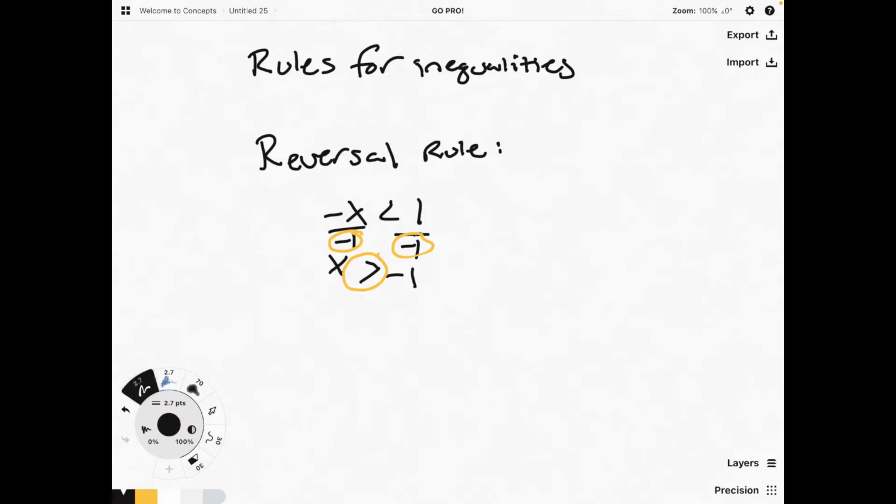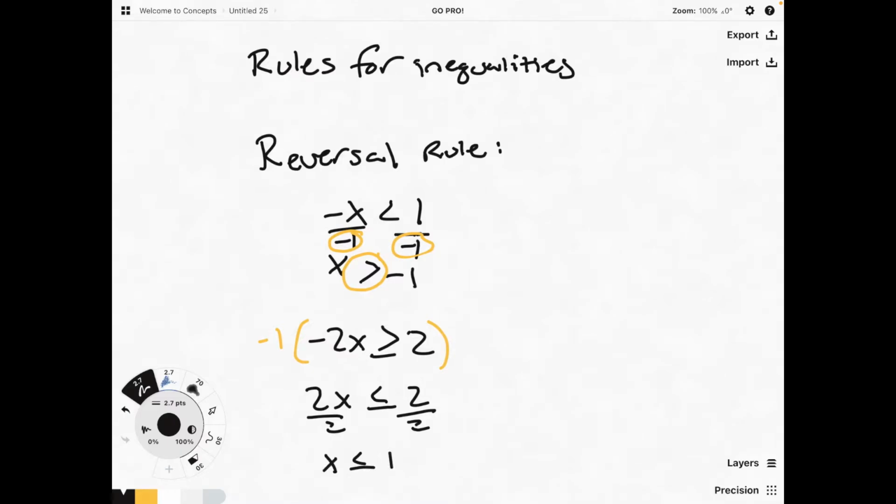Similarly, if you wanted to multiply, say you had -2x, which is greater than or equal to 2, and we multiply each side by a negative value, that's going to give us 2x, which is less than or equal to 2. Solving for x, we divide each side by 2, and that would leave us x, which is less than or equal to 1.